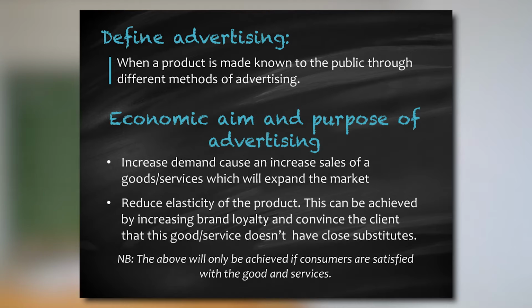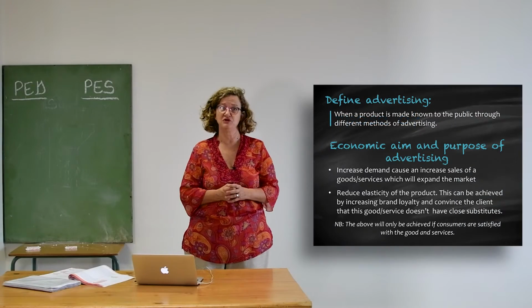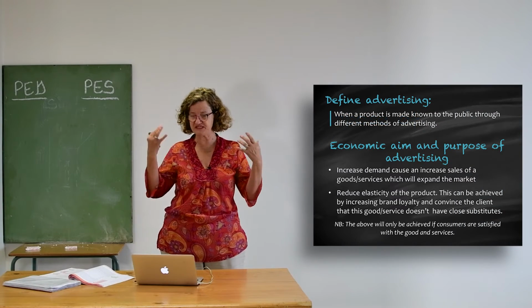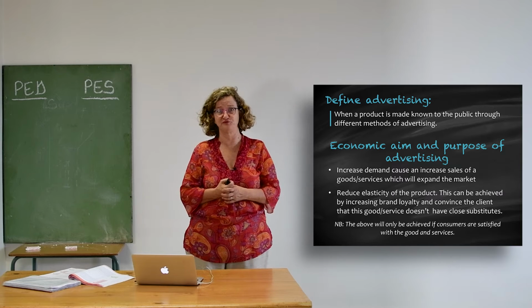So if you look at your graphs in 3.2, there we discussed what happened to the demand. If the demand increased, it moved to the right. So you will see if you achieve that, then you can be seen as partly successful.